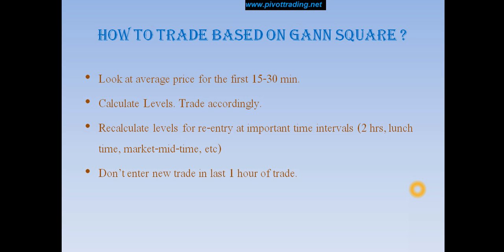Now, this does not mean that if for some reason you could not calculate the levels during this time, you cannot use the Gann square of 9 throughout the day. It's just that this is the ideal or optimal time, which would give you better levels to trade for the whole day.